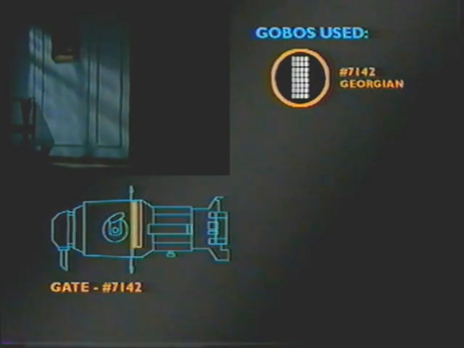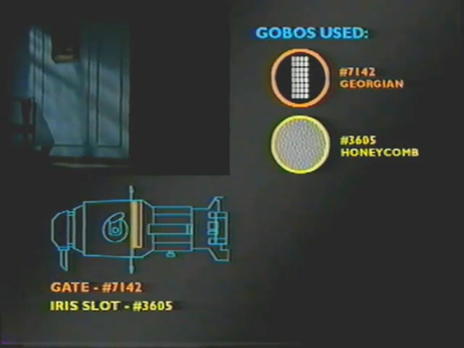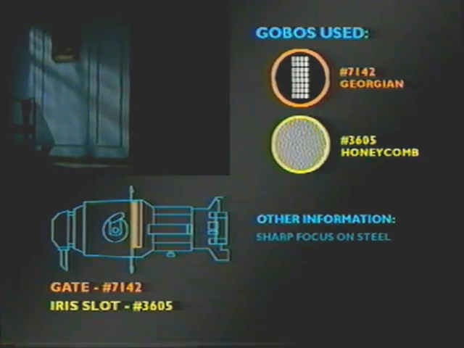The rounded appearance of the Vatican window projection is achieved using a steel pattern combined with image glass. In the gate of the fixture, use steel pattern 7142 Georgian window to create the shape of the window. In the iris slot of the fixture, add 3605 honeycomb image glass to soften and round the effect. Adjust the barrel until the projection has this soft, subtle focus.